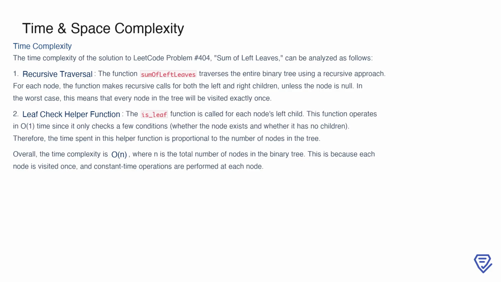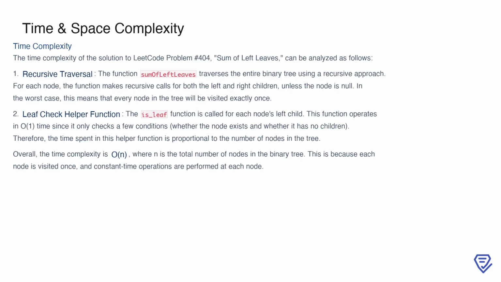Additionally, there's the helper function is_leaf, which checks if a node is a leaf. This function operates in constant time, O(1), as it performs only a few conditional checks. Since this helper function is called at most once per node, its contribution to the overall time complexity is proportional to the number of nodes. Combining these observations, the time complexity for the entire solution is O(n), driven by the single traversal of all the nodes in the tree.